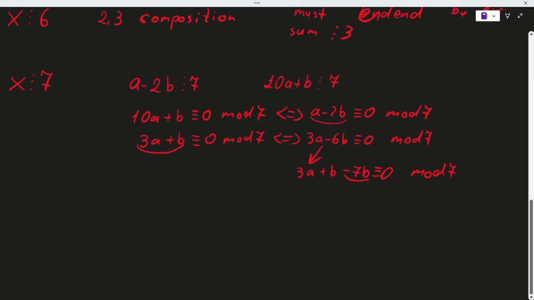For example, we can check if we take 784, by using our formula, this number will be converted into 78 minus 2 times 4, which is exactly 70. And clearly 70 is divisible by 7. Similarly, we can check for any different number.